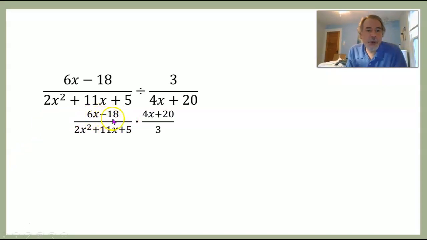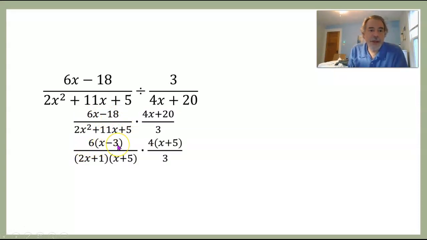6x minus 18, we can pull out the greatest common factor there, which is 6. So it's 6 times x minus 3. The 2x squared plus 11x plus 5, we got to break that up. You can either do it using the AC method or trial and error, but somehow you need to find two factors that when you multiply them out, you end up with 2x squared plus 11x plus 5. So that turns out to be 2x plus 1 times x plus 5. And with the 4x plus 20, you can pull out a 4 times x plus 5. Okay, now we're factored out.